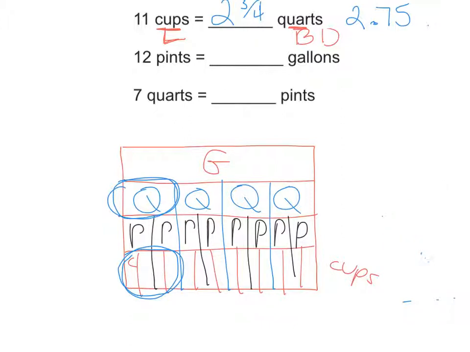All right, our next example is going from pints to gallons. So I'm going to look at pints and I'm going to look at gallons. A gallon is bigger, so this is little to big. This is LBD, this is division again. So this time I have 12 pints and I'm going to divide it up.